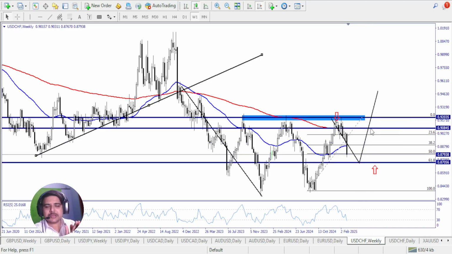And when your trading psychology is strong, you know how to manage your trades better, right? So this is it for now on the dollar CHF.